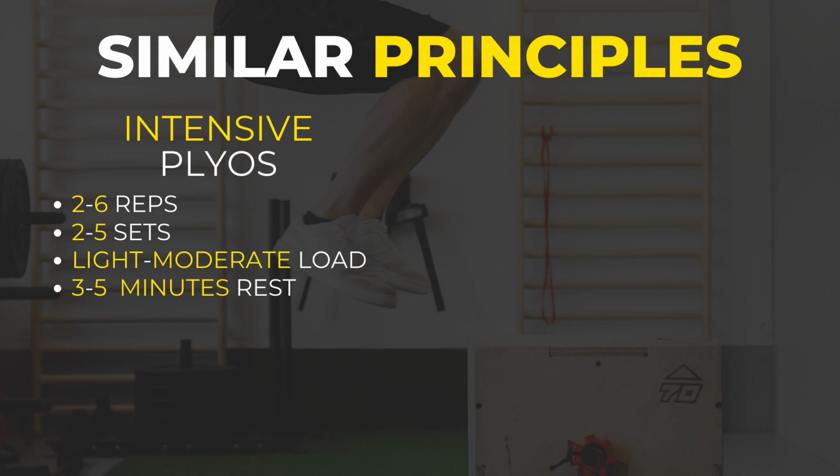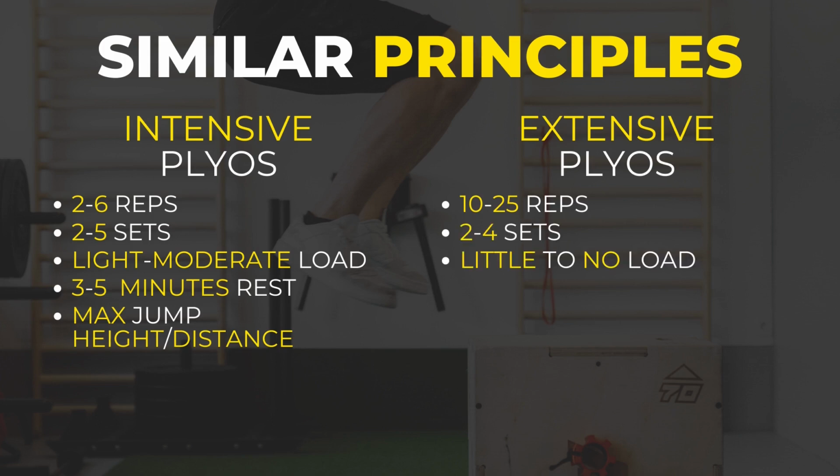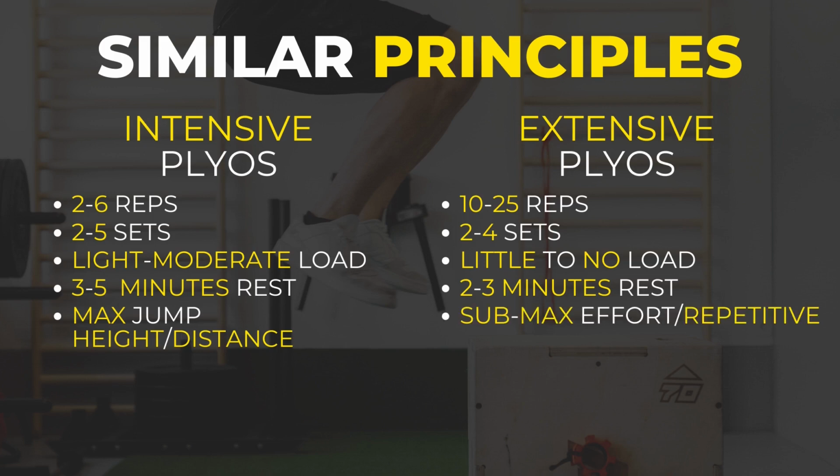They're called intensive because we want you to be firing at all cylinders and hit those maximal jumping heights and distances. The funny thing about plyos is that they don't always have to be maximal. In the case of extensive plyos, where the impact and the neural demands are low, you can use higher training volumes. As a rule of thumb, consider a higher training volume of 10 to 25 reps and 2 to 4 sets with little to no added resistance. Rest can be decreased and efforts should be sub-maximal and repetitive.